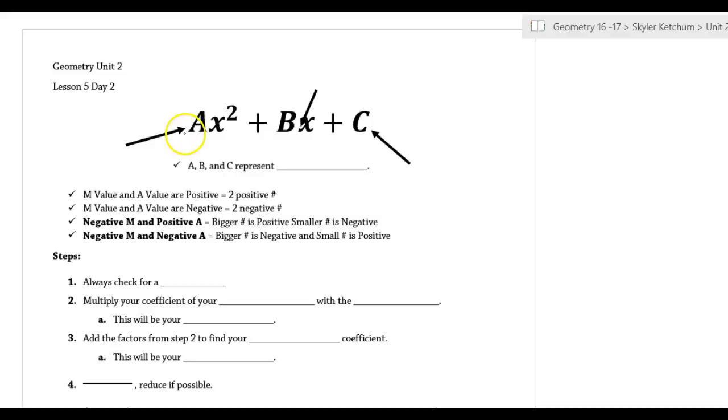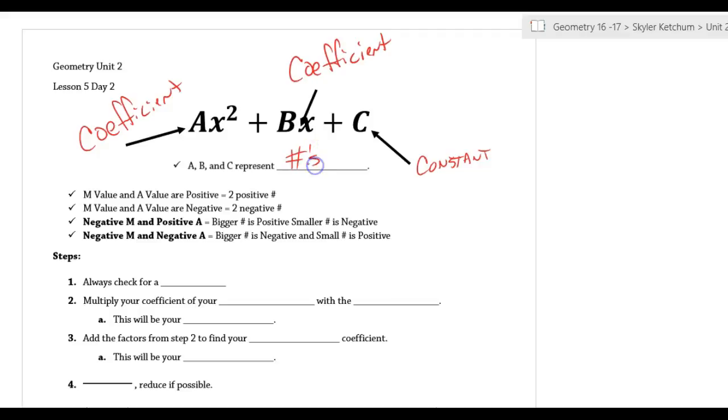So the first thing here is our quadratic function, ax squared plus bx plus c. A is always going to be our coefficient, along with b, that's also a coefficient. And remember, coefficient means that they are numbers in front of the variables, and c is our constant. So we have our three terms, a, b, and c, which always represent numbers.